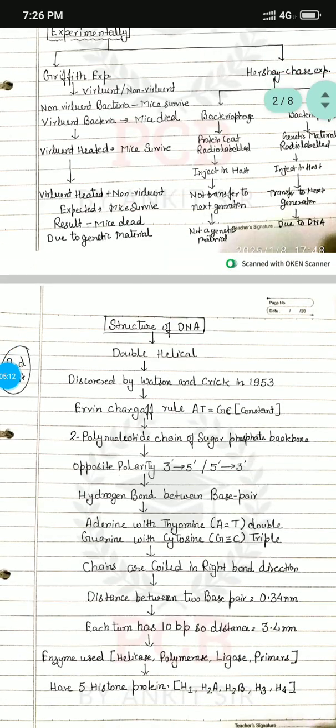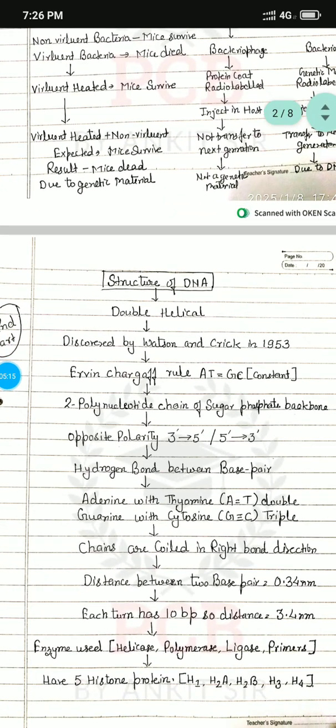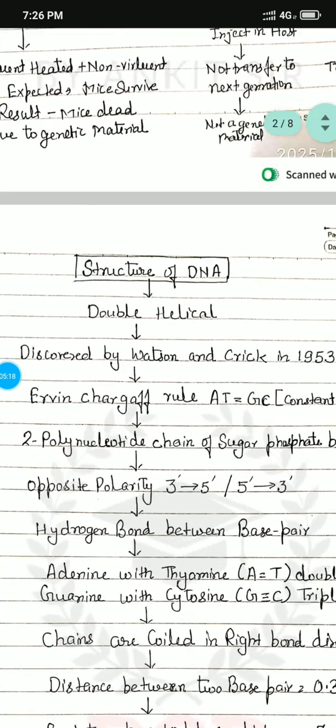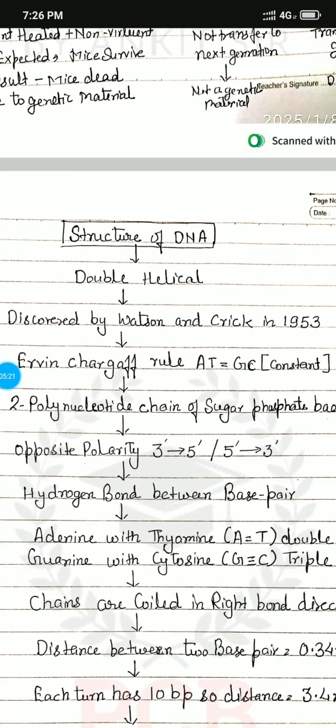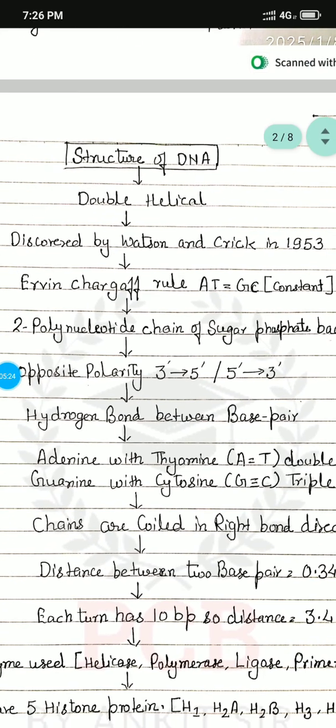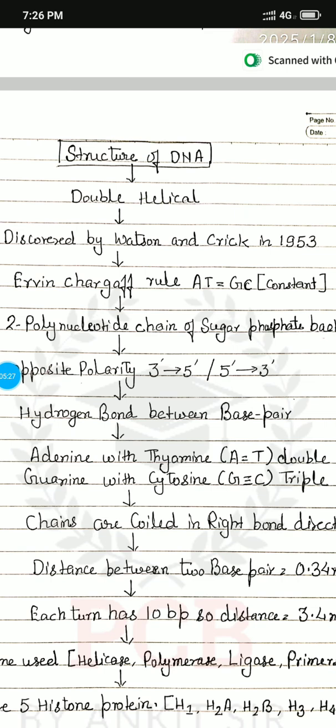Now the next one is the structure of DNA. The structure of DNA says that DNA is double helical in structure, discovered by Watson and Crick in 1953. Erwin Chargaff's rule said that the concentration of adenine plus thymine is equal, and guanine plus cytosine is constant. The total percentage is like this. If the total is 100%, and adenine is 30%, then thymine is also 30%. 30 plus 30 means 60% is adenine and thymine. So we can say guanine and cytosine is now 40%.